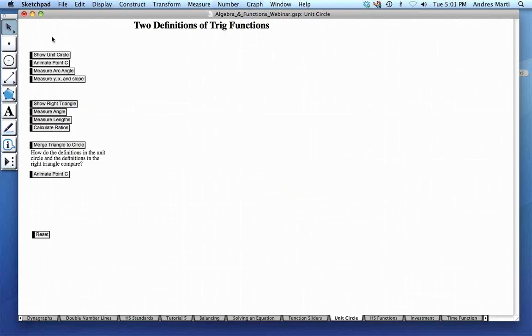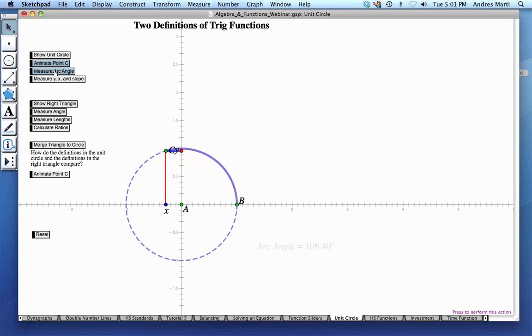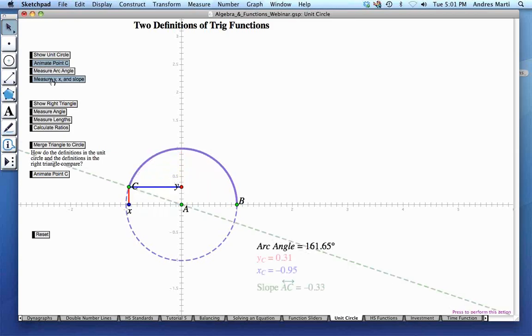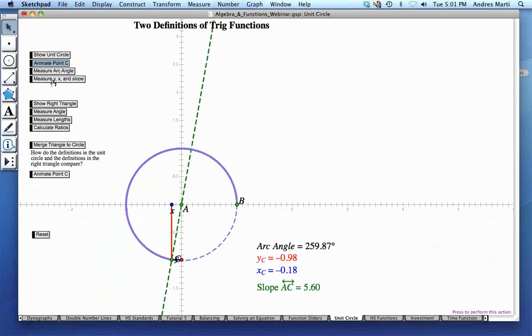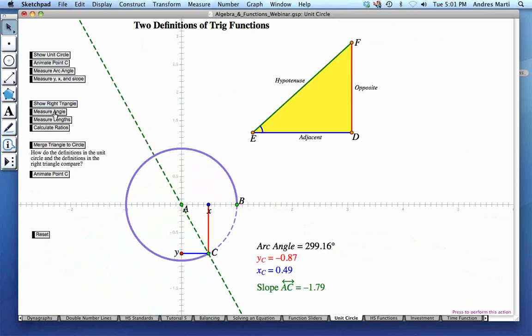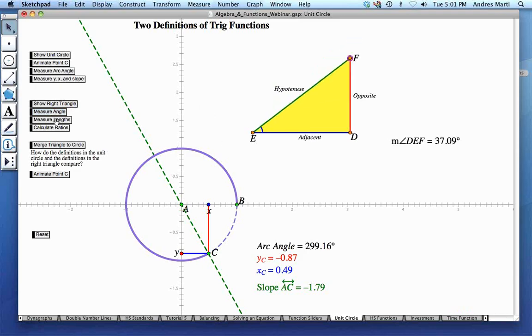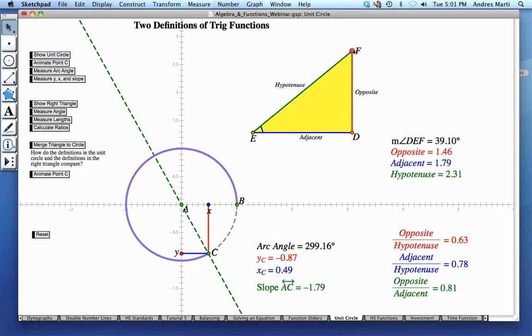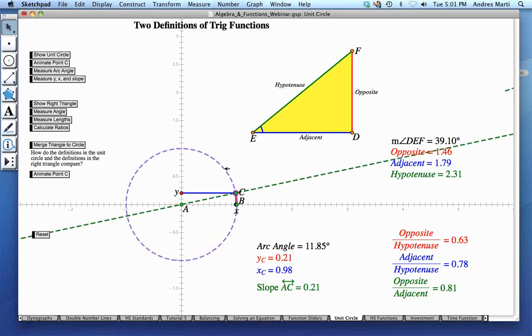Another model we have here, the unit circle. Here's a unit circle. You can animate point C, measure the arc angle, and measure some various things associated. And here you have a right triangle. The right triangle has this angle, which you can change, and it changes the lengths, and you can get some ratios. Kids do a lot with right triangles in algebra and geometry, and then they get to algebra 2 or pre-calc, and they're dealing with unit circles. But this idea that they're actually related to each other, this is a powerful way of showing that.